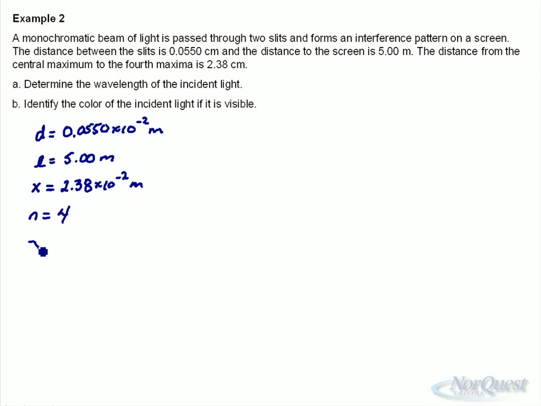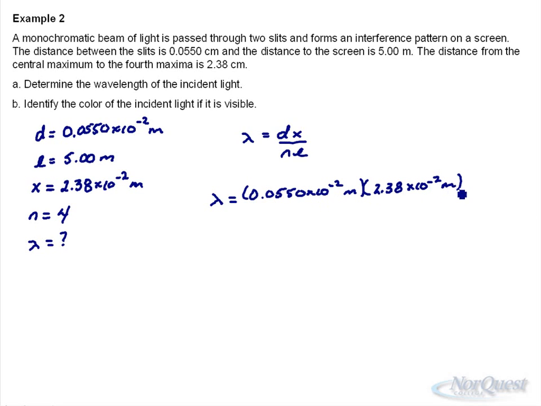We're looking for wavelength. Use the formula wavelength equals dx over NL. Put our numbers in. Be careful to put everything into meters. D: 0.0550 times 10 to the negative 2 meters. X: 2.38 times 10 to the negative 2 meters. N: 4. L: 5.00 meters.